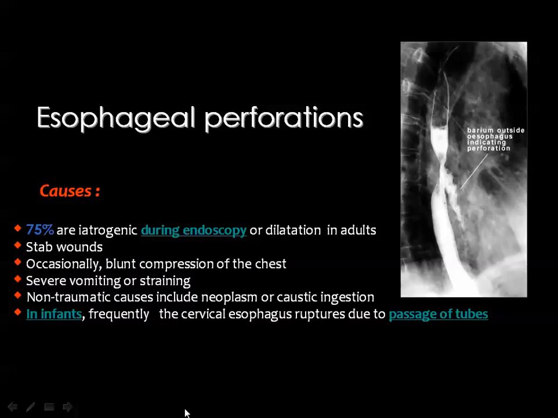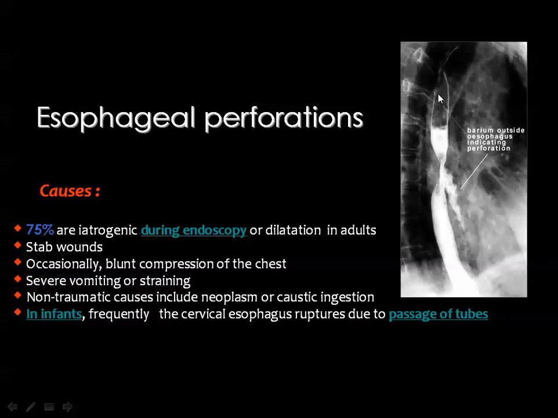And then the final issue is esophageal perforation, which may be iatrogenic sometimes, due to introduction of endoscopes or some of the catheters, for example, or maybe due to trauma by stab wounds and penetrating injuries, and rarely it may be secondary to blunt trauma to the chest and compression. And sometimes the esophagus may rupture secondary to severe vomiting and straining. The non-traumatic causes also include rupture due to neoplasm or caustic or corrosive ingestion. Then in infants, the rupture of the esophagus is frequently due to passage of tubes, and it usually affects the proximal part of the esophagus.